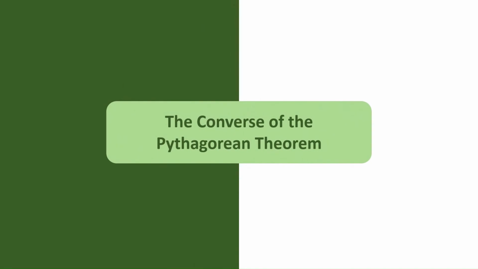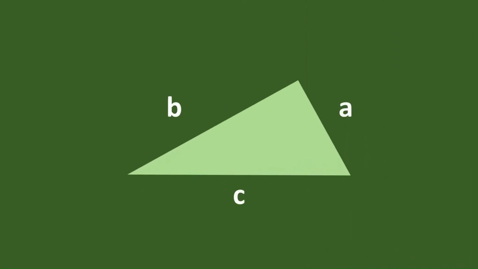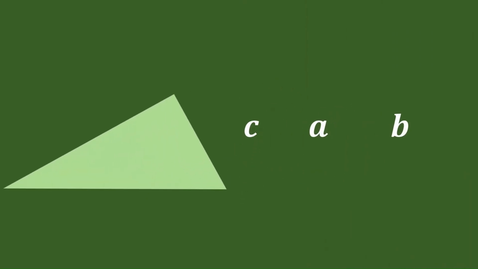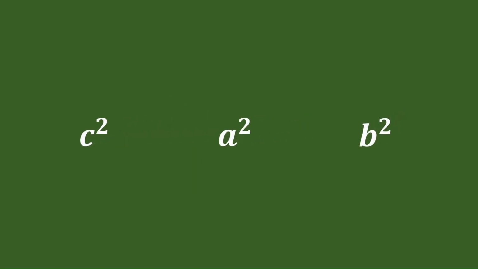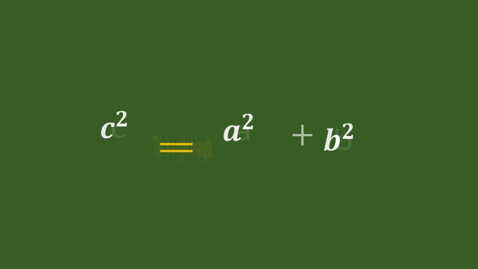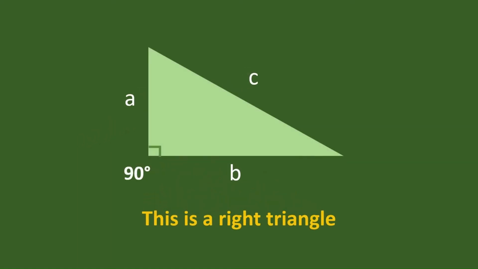Okay, so we talked about the theorem and what it means. Now let's talk about its converse. Basically, the converse of the Pythagorean theorem says, if you have a triangle, any triangle, and you square its sides, and the sum of the squares of the 2 shorter sides turns out to be equal to the square of the longest side, then this triangle is a right triangle.